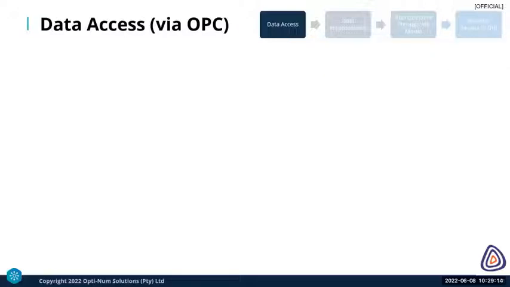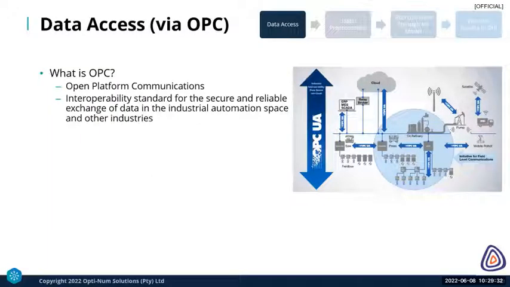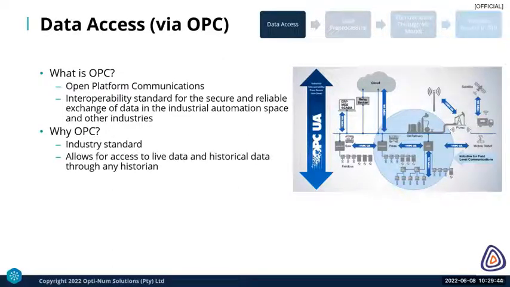The data access was done via OPC. So what is OPC? Well, it spans a very deep and wide range of applications through any industrial process. OPC is Open Platform Communications, and it's the interoperability standard for the secure and reliable exchange of data in the industrial automation space, as well as other industries. So why OPC? It is the industry standard, and it allows for live data as well as historical data access through any historian.